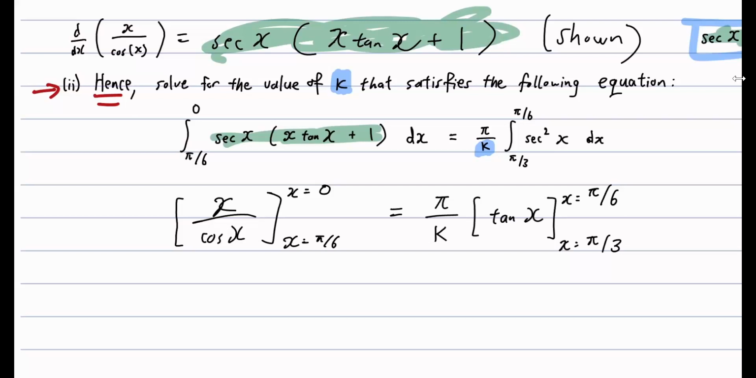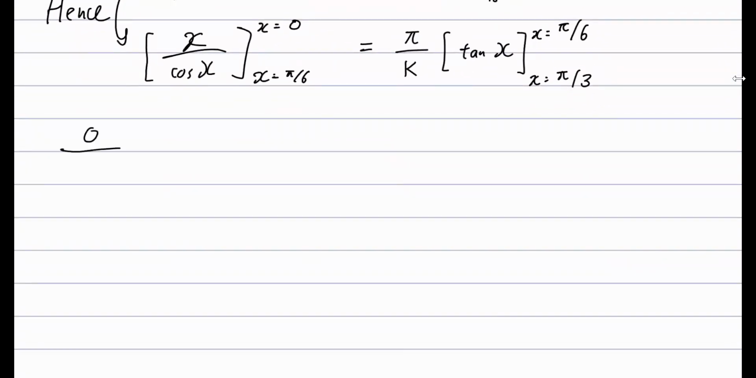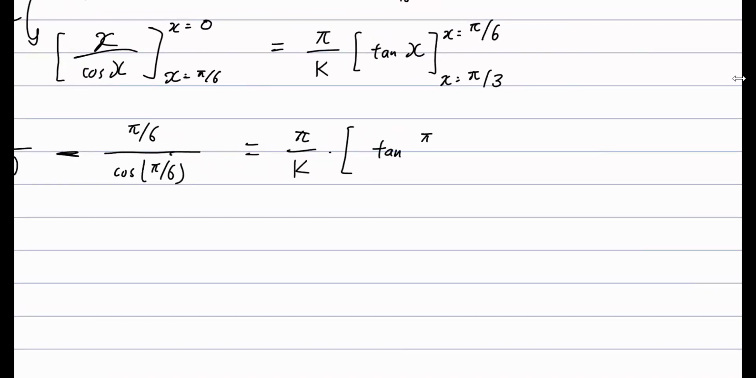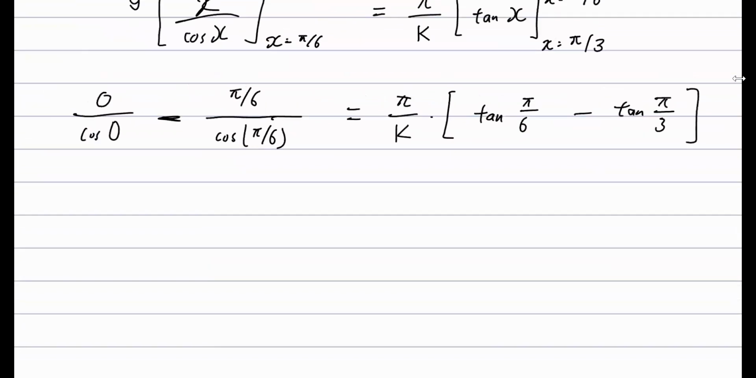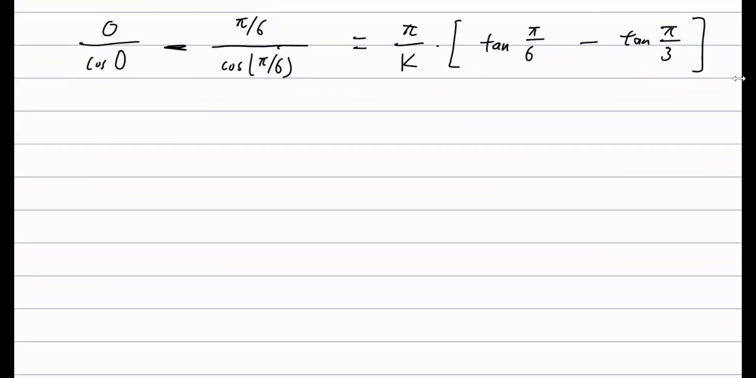Easy, right? This one. Hence, okay, moving on. So now just sub in. So we get 0 over cos 0 minus pi over 6 over cosine pi over 6. Sorry, I'm writing the pi over 6 in slant notation to save space. And pi over k multiplied by square bracket, this one, tangent pi over 6 minus tangent pi over 3. Okay so far? Sabine, can understand, right? Yes, okay, good. Now we continue simplifying.